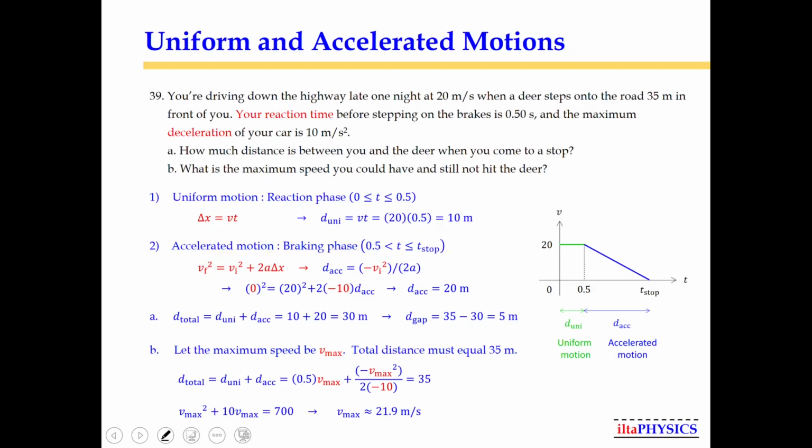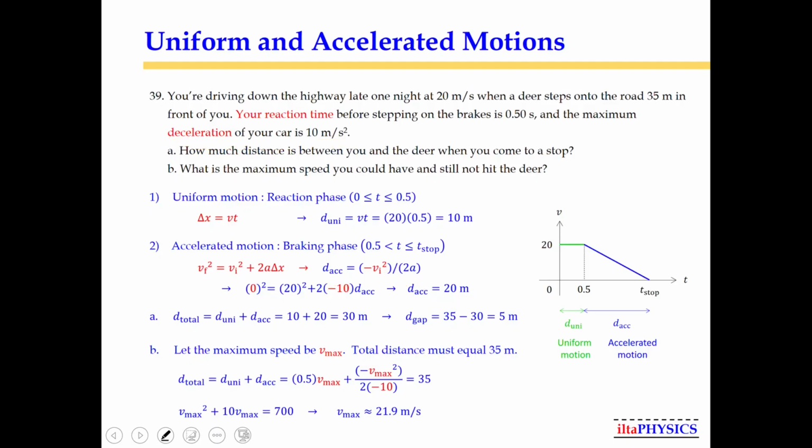Since we don't know the exact time it stops yet, let's use the formula that relates velocity and displacement without the time variable. The final velocity is 0 because the car stops. The initial velocity at the moment you hit the brakes is 20 meters per second. The acceleration is minus 10 meters per second squared. It is very important to note that the acceleration is a negative value. Physically, this means the acceleration acts in the opposite direction of the velocity, causing the car to slow down. Solving this equation shows that the distance traveled during the braking phase is 20 meters.